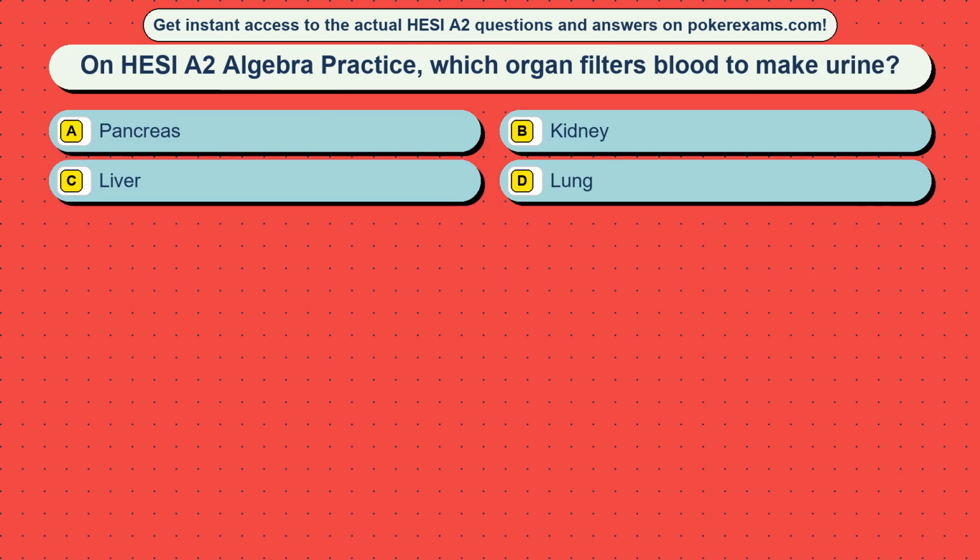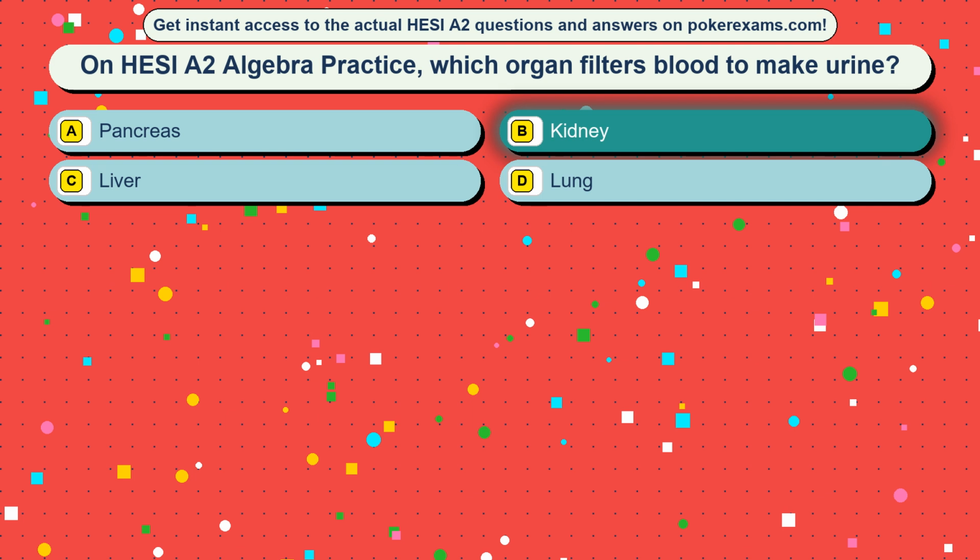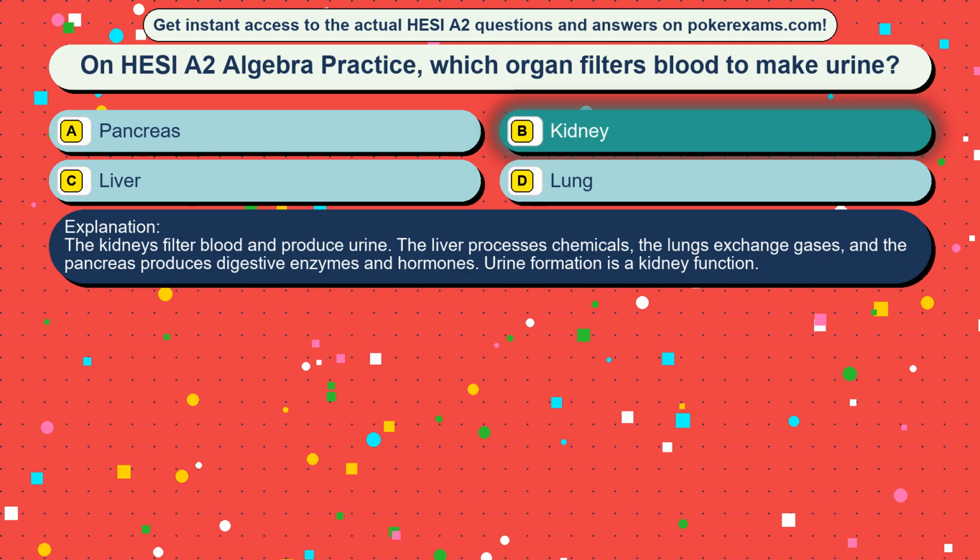Question 4. On HESI A2 algebra practice, which organ filters blood to make urine? Option A. Pancreas. Option B. Kidney. Option C. Liver. Option D. Lung. The correct answer is option B. Kidney. The kidneys filter blood and produce urine. The liver processes chemicals, the lungs exchange gases, and the pancreas produces digestive enzymes and hormones. Urine formation is a kidney function.